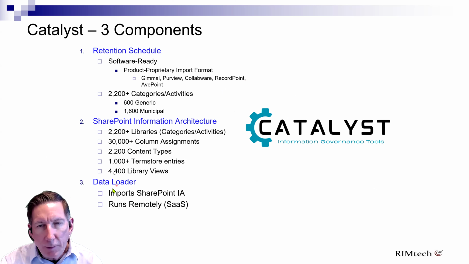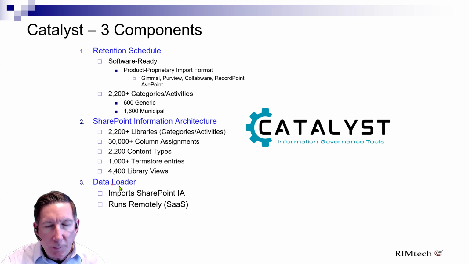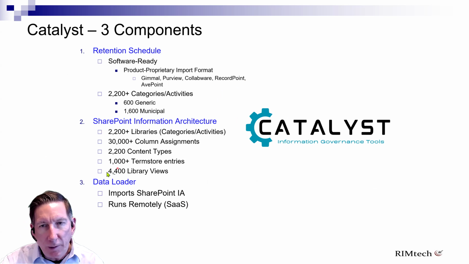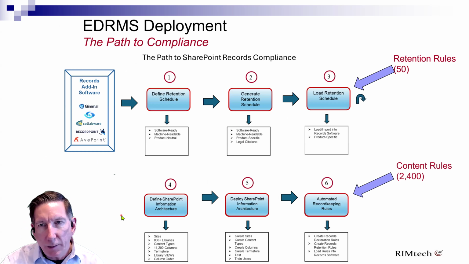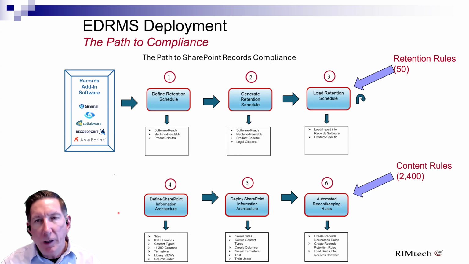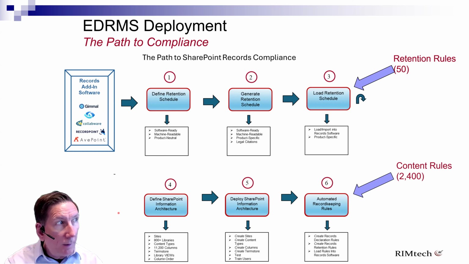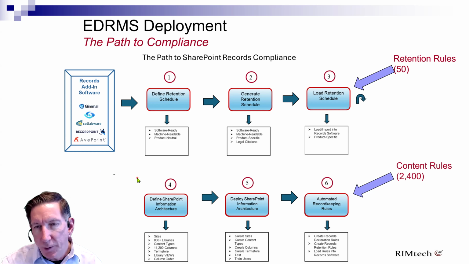And the beauty of it is that we take that data and we deploy SharePoint automatically from it. So this is my bottom line right here. In order to deploy any EDRMS properly, no matter which of the 5 products you buy, you have to go through 6 steps. And you cannot change the sequencing either.